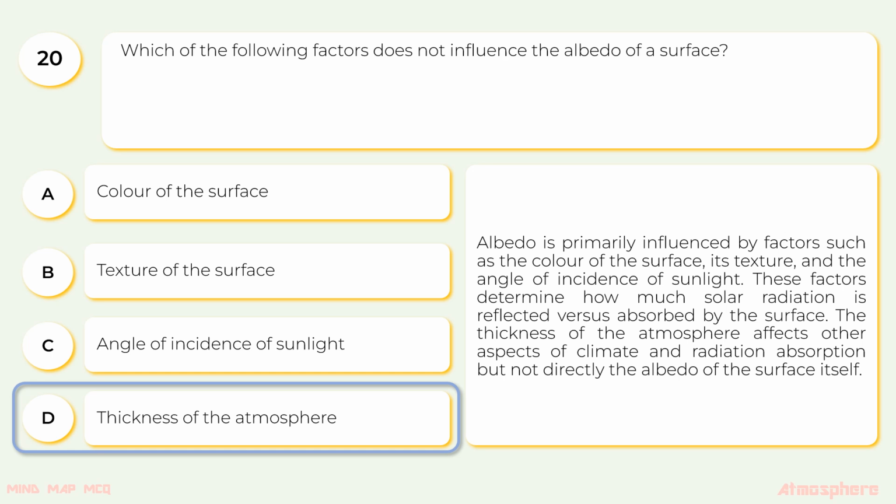These factors determine how much solar radiation is reflected versus absorbed by the surface. The thickness of the atmosphere affects other aspects of climate and radiation absorption, but not directly the albedo of the surface itself.